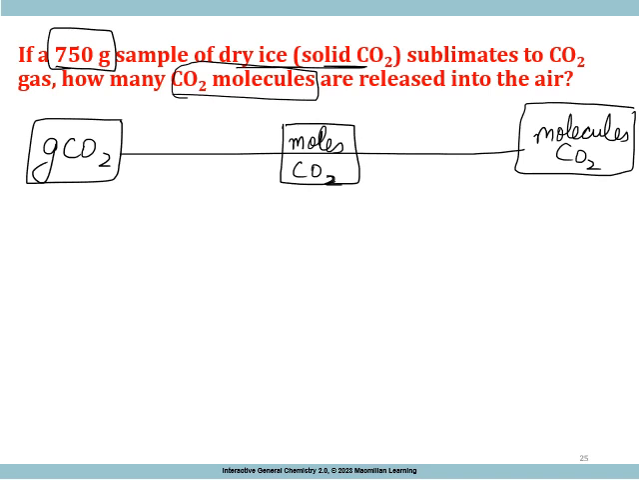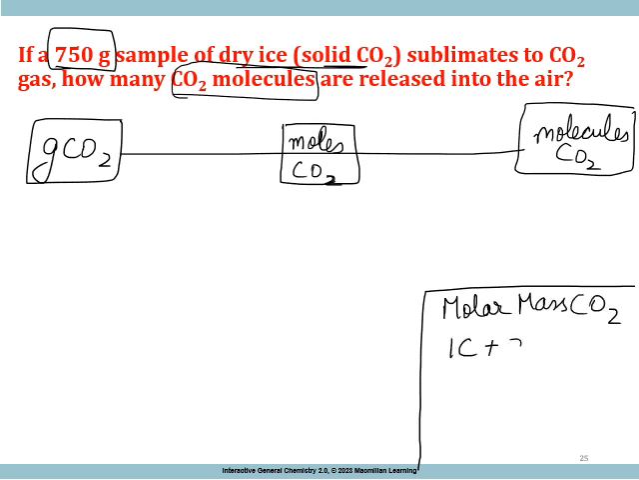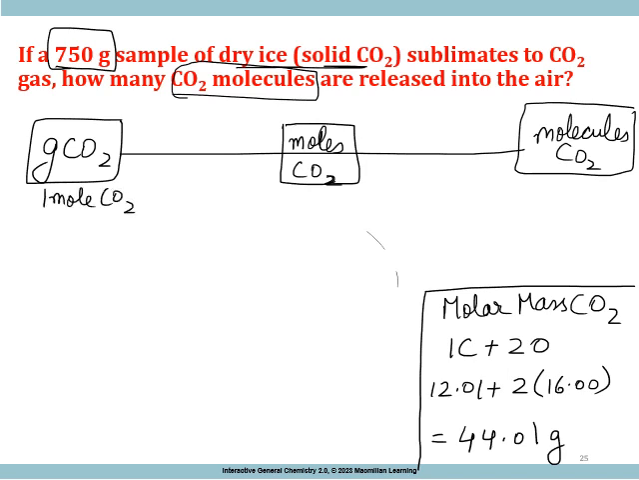The conversion factor to relate grams and moles is molar mass. So we have to find molar mass of CO2. 1 carbon, 2 oxygens. Each carbon is 12.01 and each oxygen is 16.00. When you plug this in, this would give you molar mass of CO2, which comes out to 44.01 grams, which means I can simply say 1 mole of CO2 is 44.01 grams of CO2.